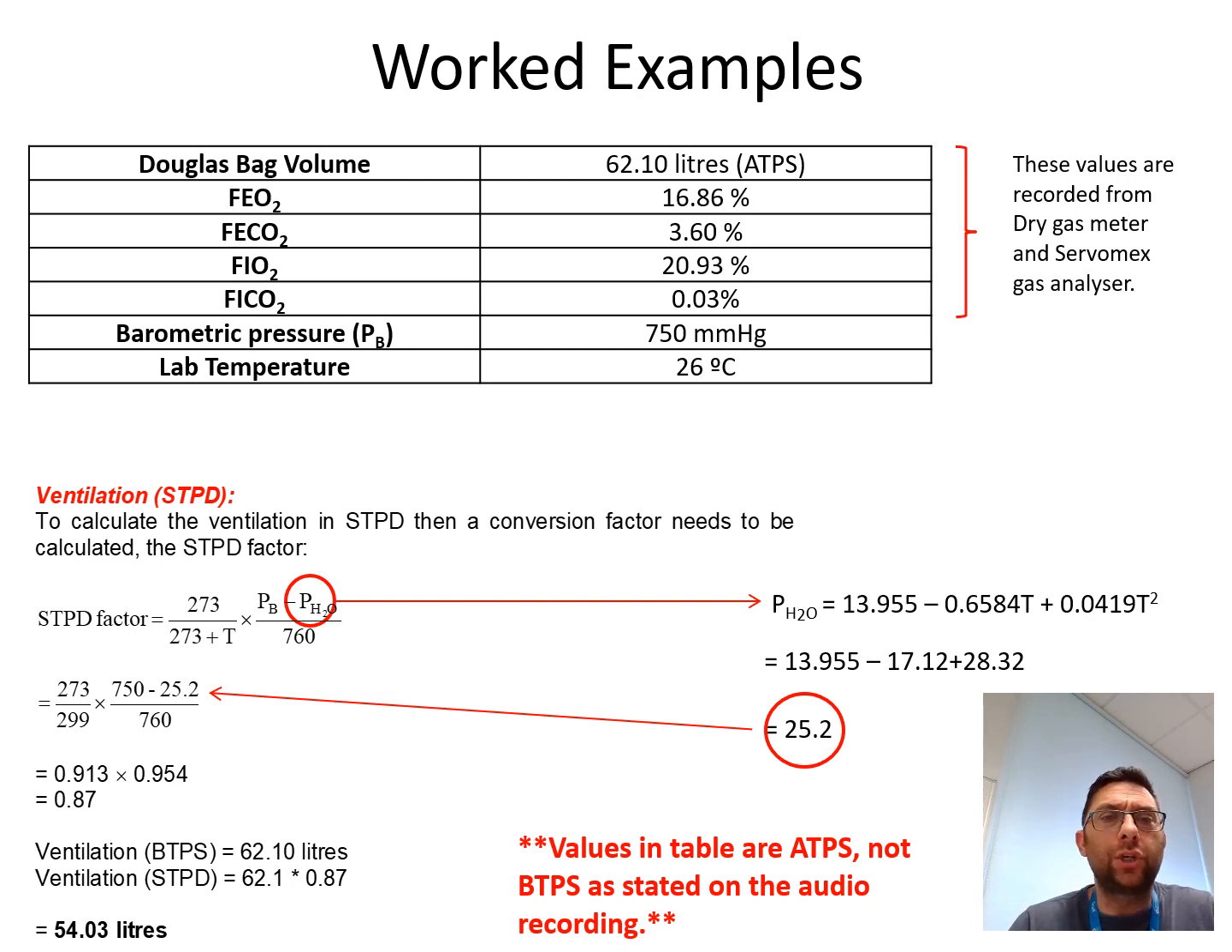We've got a fraction of expired O2, so we can see that the FeO2. So going back to the first slide when I said these symbols can be combined, we've got an FeO2 value of 16.86%. So that's 16.86% oxygen in the expired gas. We've got an FeCO2 of 3.60%. We've got a fraction of inspired oxygen of 20.93 and a fraction of inspired CO2 of 0.03.